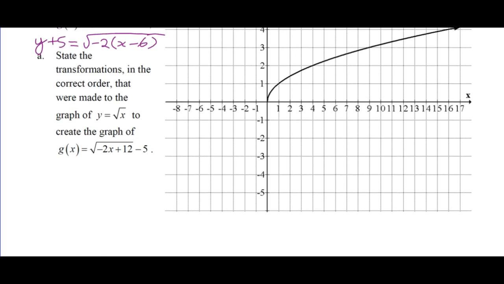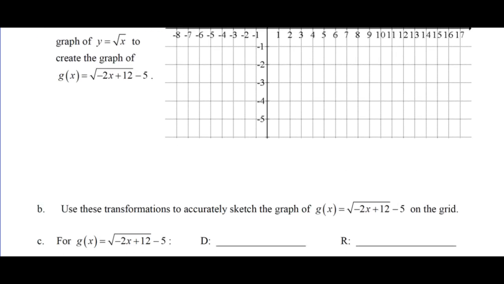All right. So let's just write this again down here. So we got y plus 5 is equal to the square root of negative 2x minus 6. Okay. So, any stretches? Yes? What kind? So there's a horizontal stretch by a factor of 1. Okay, so HS by a factor.